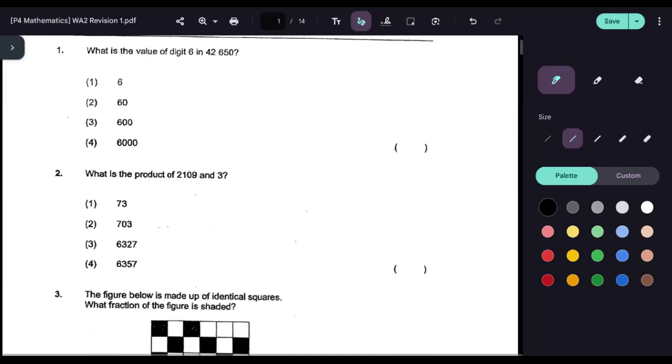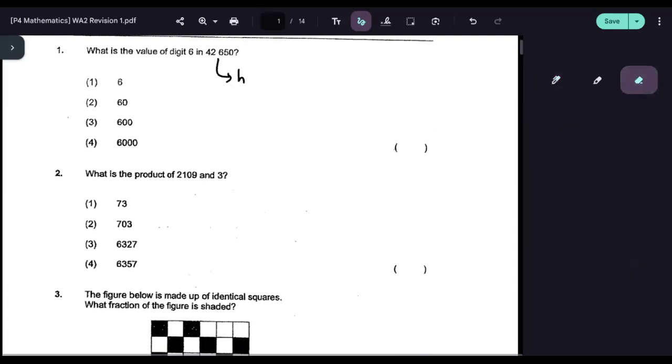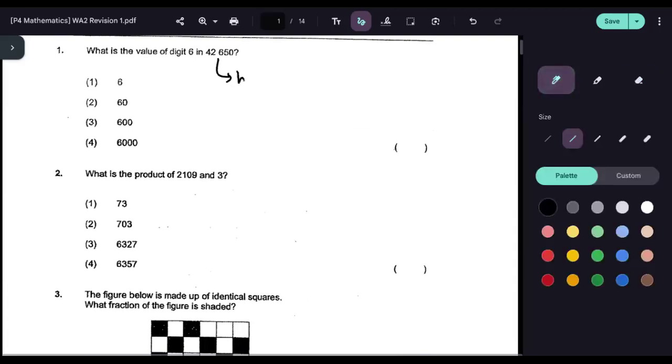Question number 1. What is the value of digit 6 in 42,650? The number 6 is in the hundreds place. So if it is the hundreds place, it will be 6 0 0. All your remaining numbers from here onward will be 0. So it will be 600. Answer number 3.